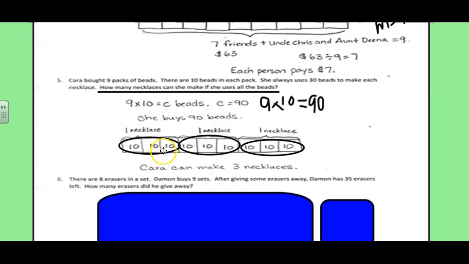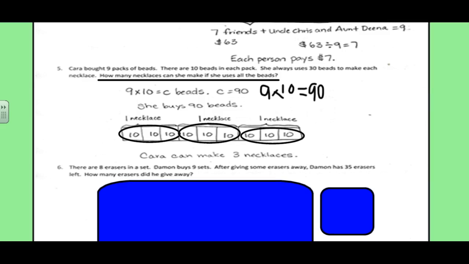So, this is what I was looking for. You circled 30 beads: 10, 20, 30. Circled 30 more beads, circled 30 more beads. So that's one necklace, and one necklace, and one necklace. So now I've got 3 necklaces total. So the answer to the problem was Kara can make 3 necklaces. If you wrote some type of equation, the first equation I was looking for was 9 times 10, because that gave us how many beads she had total.